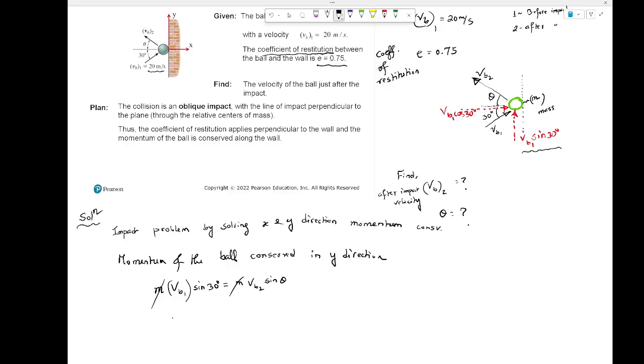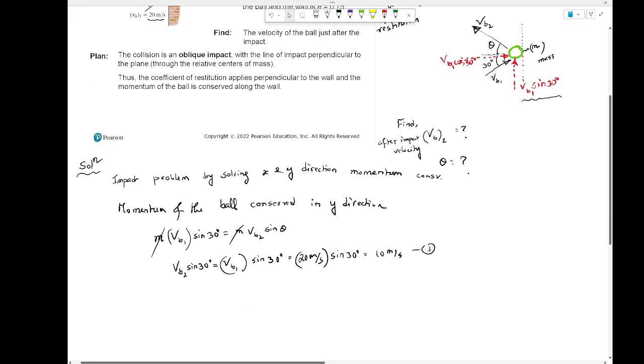So if you're going to write this whole thing again, this VB2 sine theta can be written as VB1 sine 30. You can start plugging the values. So VB1 is 20 meters per second, sine 30, and that should be 10 meters per second. It's the number one equation, right? Okay.